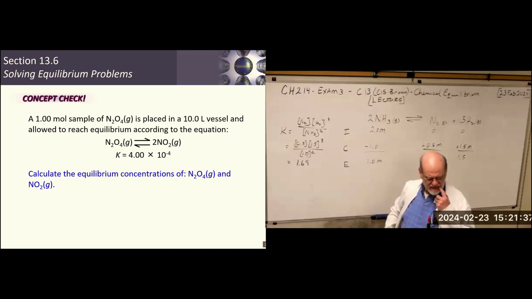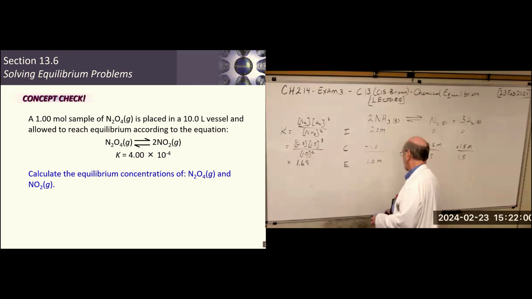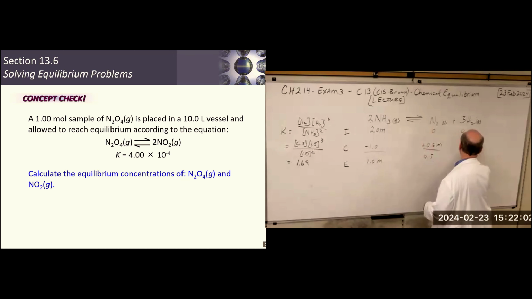Let's see. We got dinitrogen tetroxide decomposes into 2 moles of nitrogen dioxide, and the K value is given. 1 mole sample of the N2O4 is placed in a 10-liter vessel and reaches equilibrium. Calculate the equilibrium concentration of N2O4 and NO2. Okay, that should be fairly simple.